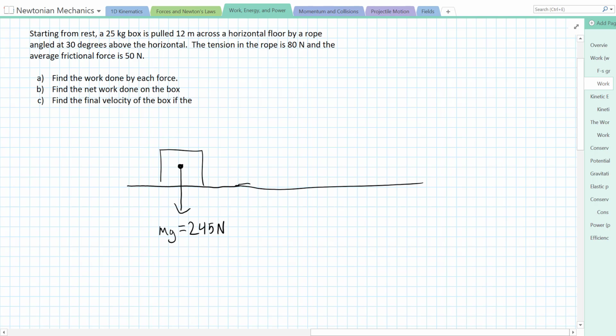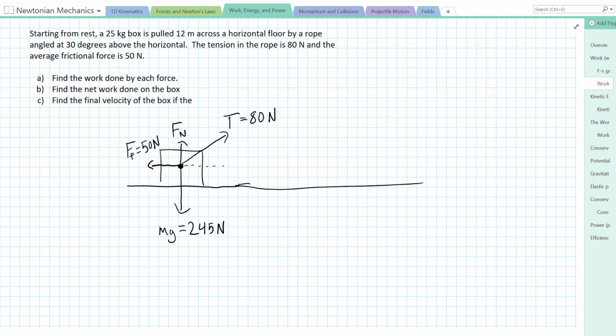There's another force. We're pulling the box across the floor with a rope at an angle of 30 degrees above the horizontal. So I'm going to just draw a dotted line here. There's a tension force this way, T, and it's equal to 80 newtons. Well, there's also probably going to be some normal force, although it's not going to be as large as the force of gravity. I don't know what it is, but we could calculate it if we wanted. And we have a frictional force, which is equal to 50 newtons.